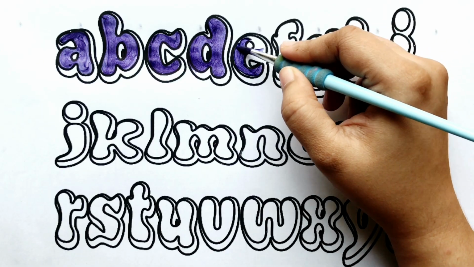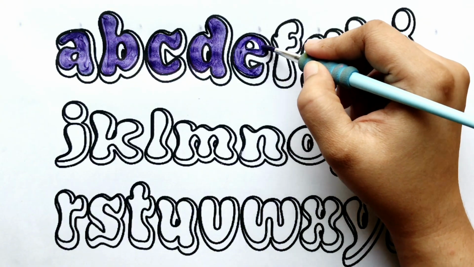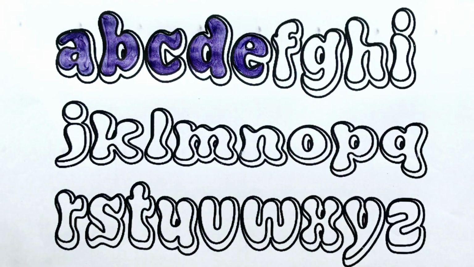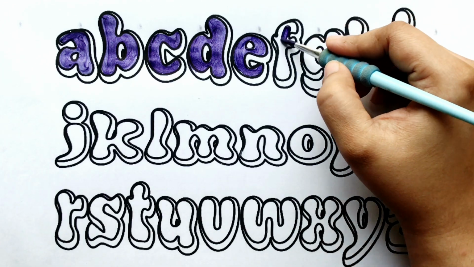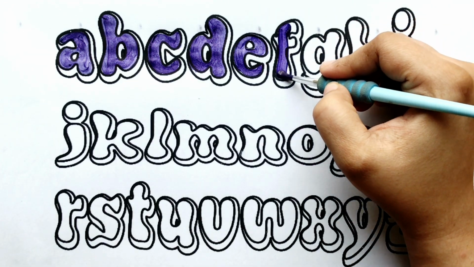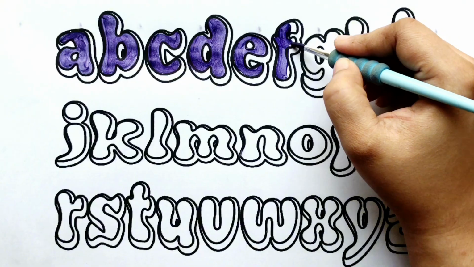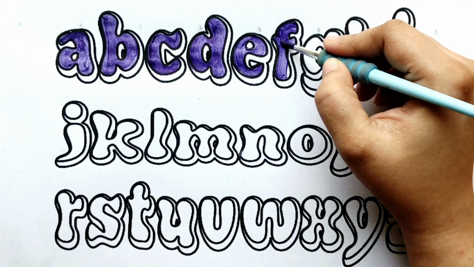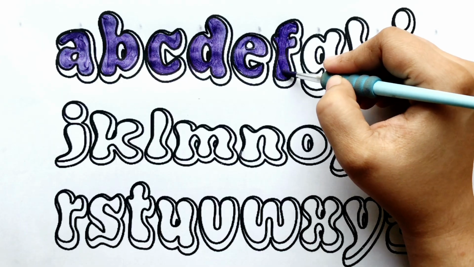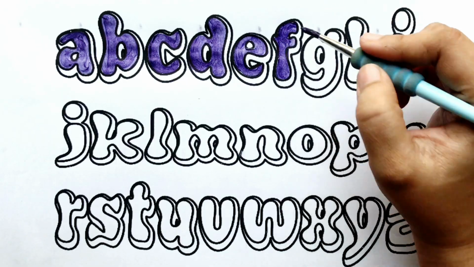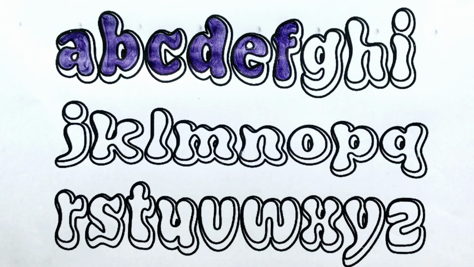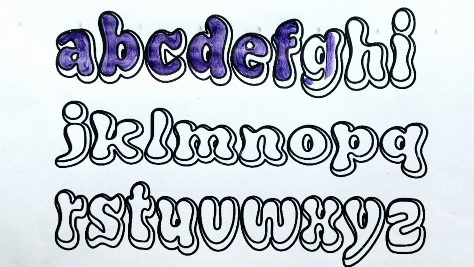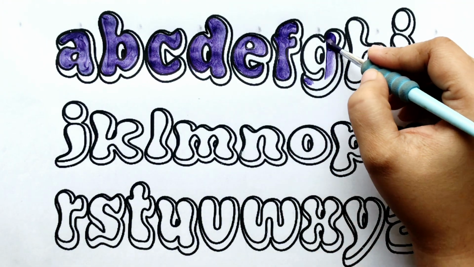A, B, C, D, E, F, G, H, I, J, K, L, M, N, O, P, Q, R, S, F for frog. T, U, V, W, X, Y, and Z. Now I know my ABCs. Next time won't you sing with me? G for ghost.